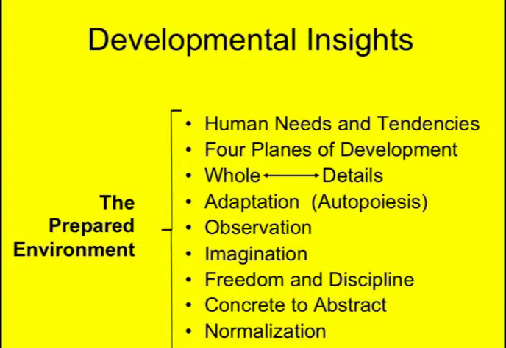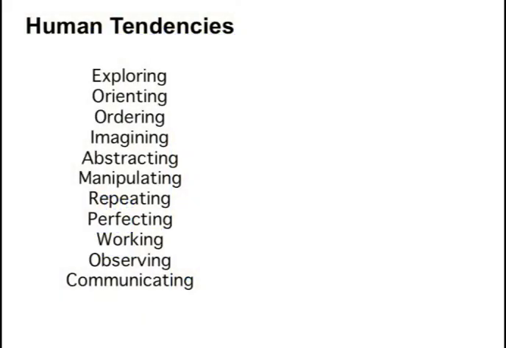Let's look at the human tendencies: exploring, orienting, ordering, imagining, abstracting, manipulating, repeating, perfecting, working, observing, and communicating. Mario Montessori, in acknowledgement of these descriptive contributions, indicated that they are not fixed categories.